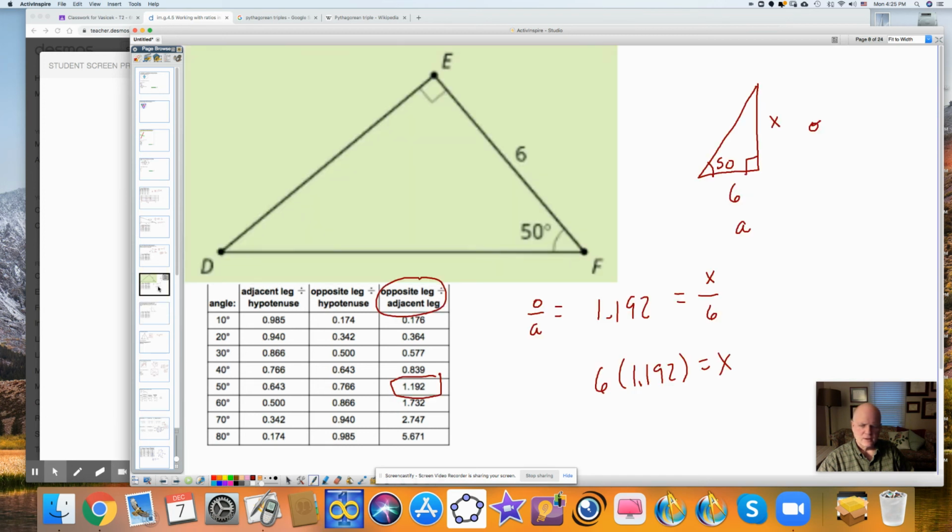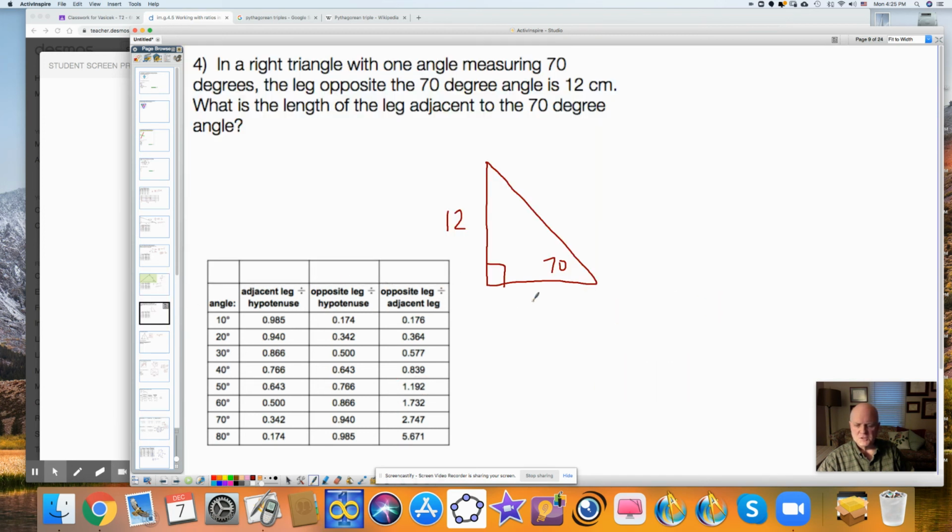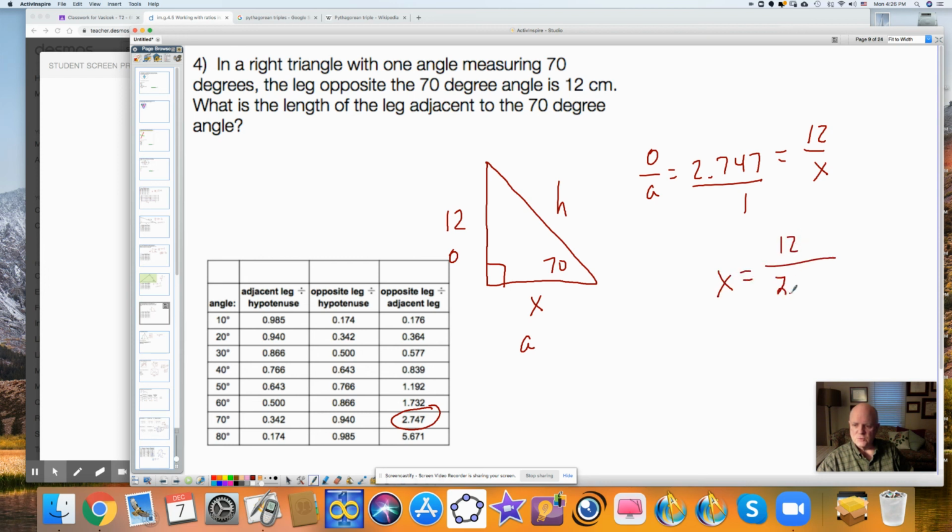Did I do that last one right? I think so. What is the adjacent one? This would be x. This is the adjacent. This is the opposite. This is the hypotenuse. So if we're looking at the opposite over the adjacent of a 70-degree angle, it's this number, 2.747. That's going to equal the ratio 12 divided by x. We can cross multiply here to find that x is equal to 12 divided by 2.747 when you're all said and done. You could calculate this in your calculator.